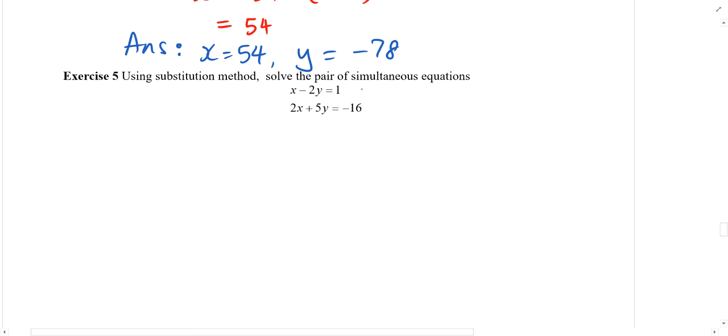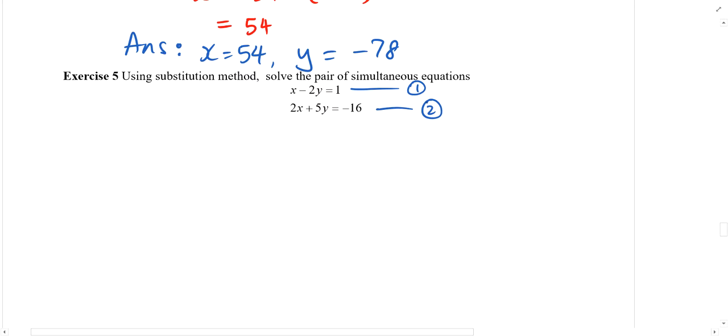I have equation 1 here and equation number 2. Do you want to make x or y the subject? You want to make x the subject? Okay, do you want to make it from equation 1 or equation 2? Is there anybody who chose to make y the subject from equation 1?